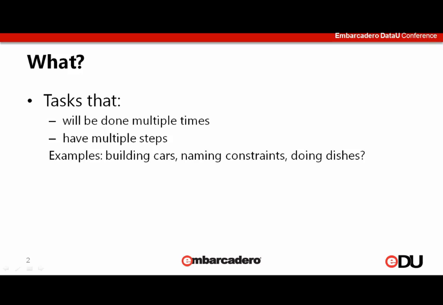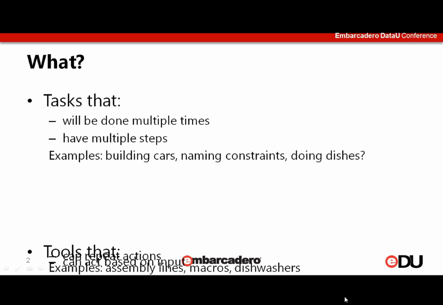Obviously, when you build cars, you're doing the same steps over and over again. When you're naming constraints in your data model, you're following the same basic rules over and over again. And even when you're doing dishes at home, you're really just following certain steps multiple times, basically the same way every time.